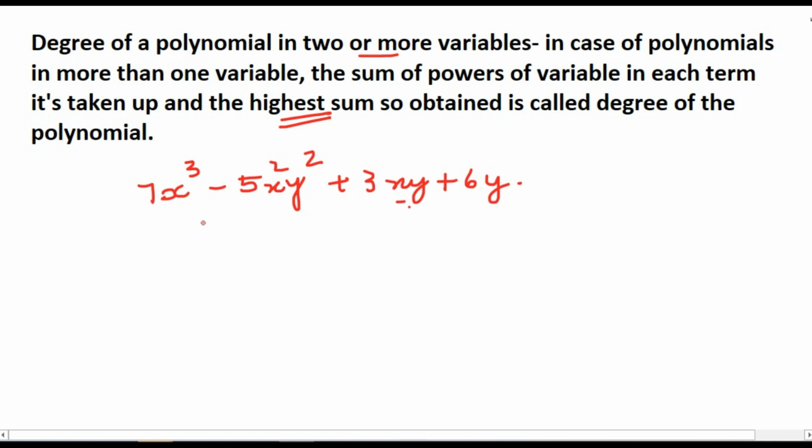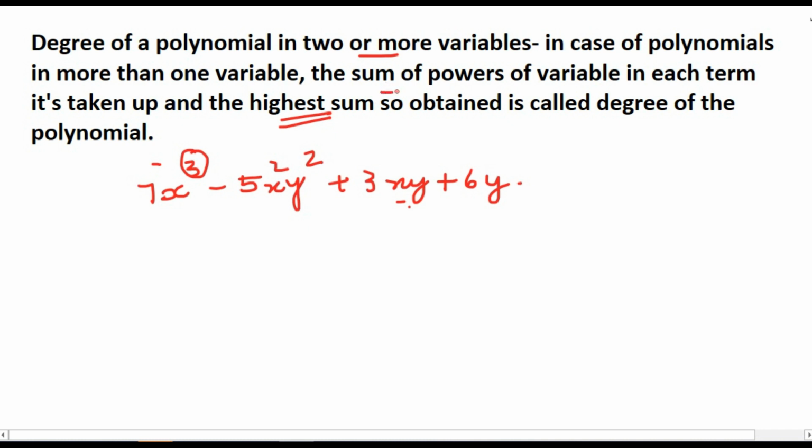Now what will be the degree of the polynomial? In that case, the degree of this term, or you can say the power of this term, is 3 in x cube, but I cannot write the degree of this polynomial as 3. Here what you need to do is add the powers in each term.